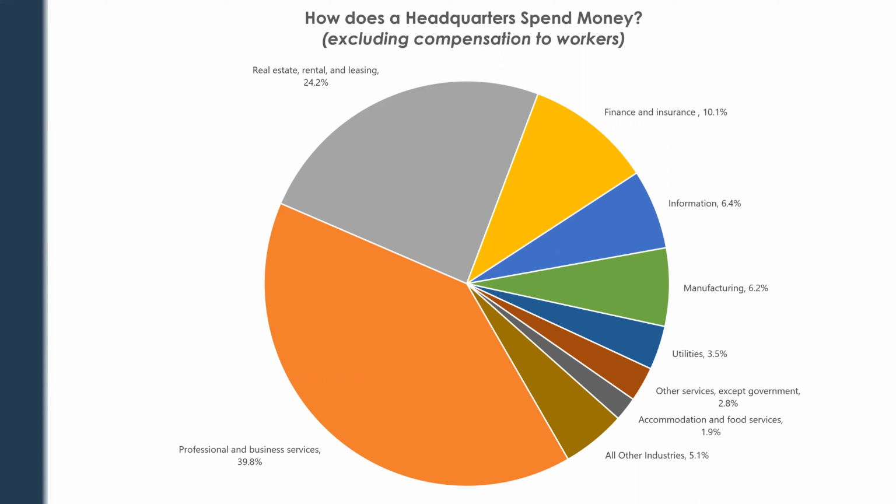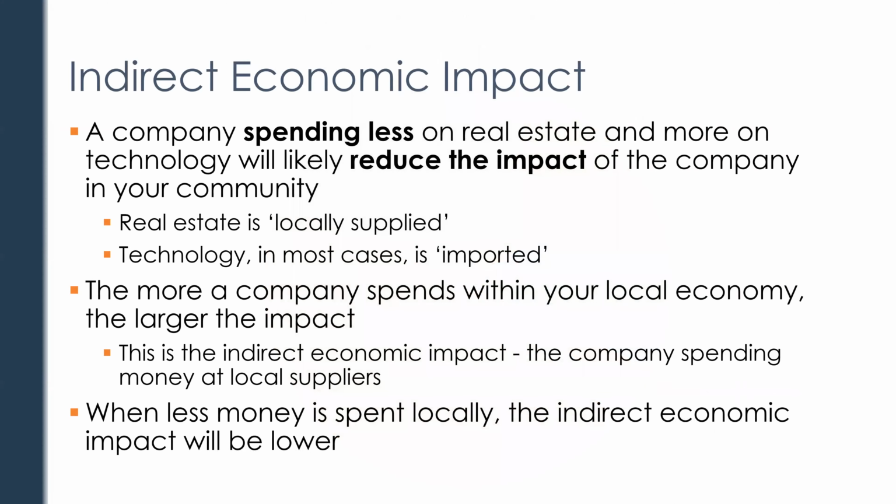The headquarters are spending money, and that's supporting some activity in the community. So this is the indirect economic impact when we just focus on the company spending money at its business suppliers, not the wages paid to workers. So a company spending less on, say, real estate and more on technology will likely reduce the impact of the company in your community. Real estate is going to be locally supplied, so if you're spending less on that, that's not going to be good for your local spending.